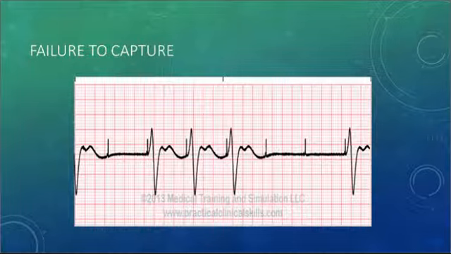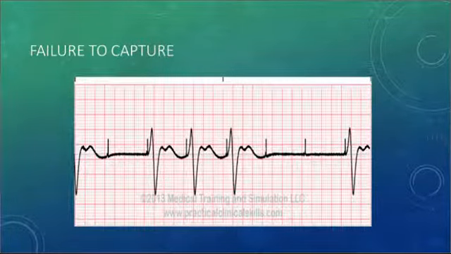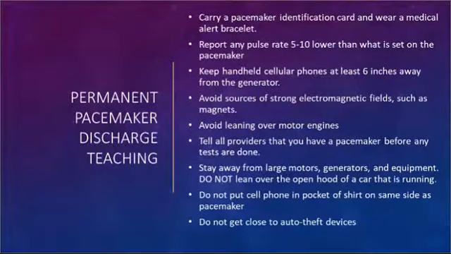This is a failure to capture. Here, there's something missing. You see a spike and a beat, a spike and a beat, a spike and a beat, a spike and nothing, a spike and nothing. It means that it failed to capture, the impulse didn't go through, and the heart missed that beat.